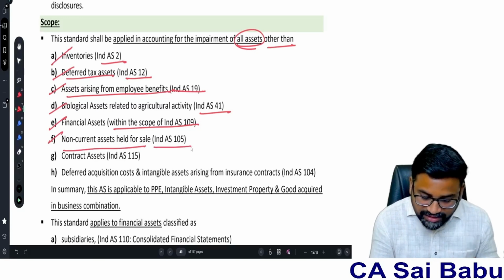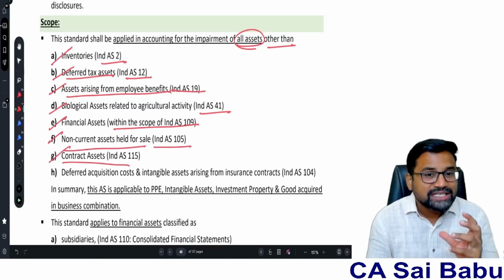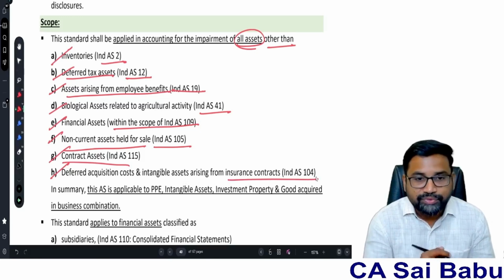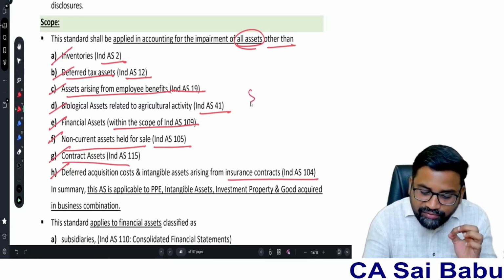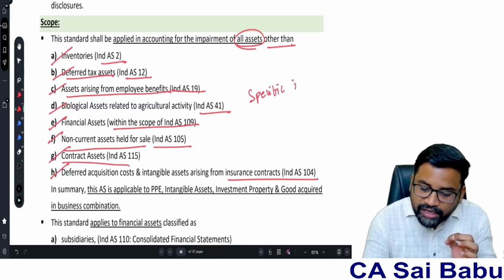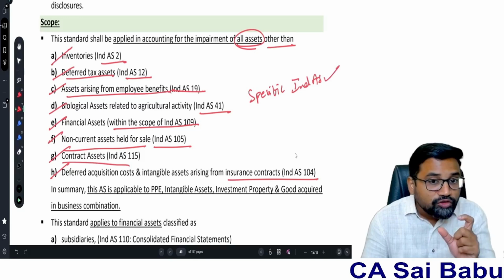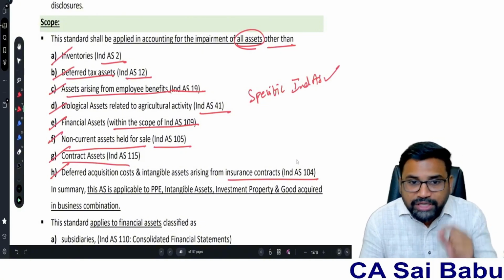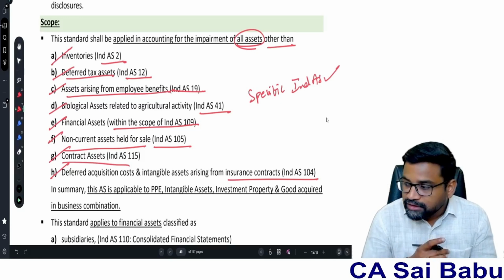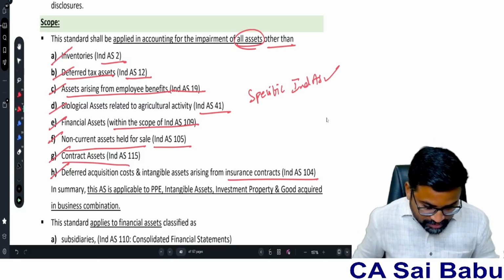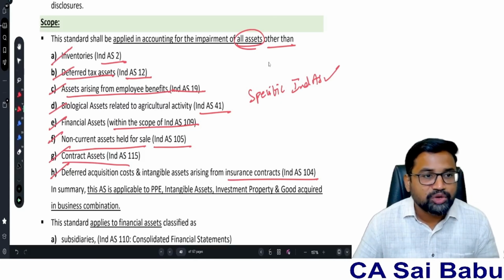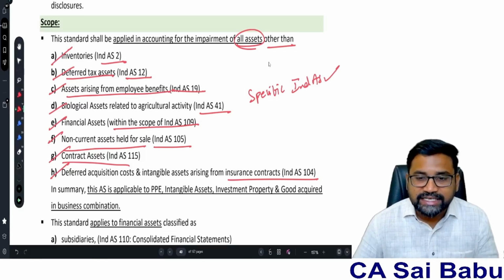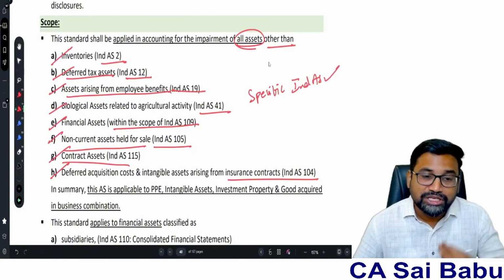Non-current assets held for sale, Ind AS 105. Contract assets, Ind AS 115. Deferred acquisition cost and intangible assets arising from insurance contracts, Ind AS 104. Always remember, when you have a specific Ind AS, follow that. Don't follow the general standard. The impairment loss is a general standard. But for any particular asset, if there is a specific standard, definitely you need to follow that specific standard. That's why inventories, deferred tax assets, assets arising from employee benefits, biological assets relating to agriculture activity, financial assets, non-current assets held for sale, contract assets, and deferred acquisition cost and intangible assets arising from insurance contracts are not covered under this standard.